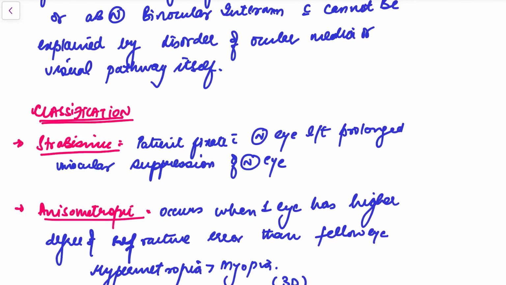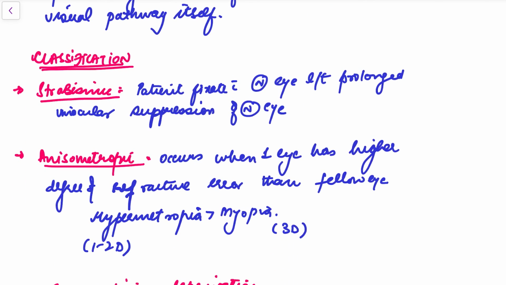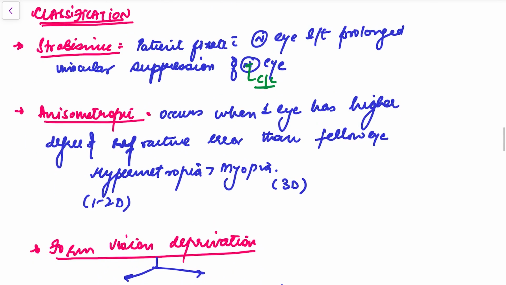Now there can be various causes for amblyopia. Amblyopia can occur not only in squint, but it can occur in any other pathologies also. So according to that, we have classified the amblyopia. So first one is the strabismic, that I already told you. The patient fixates with the normal eye, which leads to prolonged unilateral suppression of the contralateral eye. This is the affected eye. So if the patient is fixing with the normal eye, the patient is able to see the objects in the field properly, but by ignoring the image formed by the affected eye. So this is known as strabismic amblyopia.